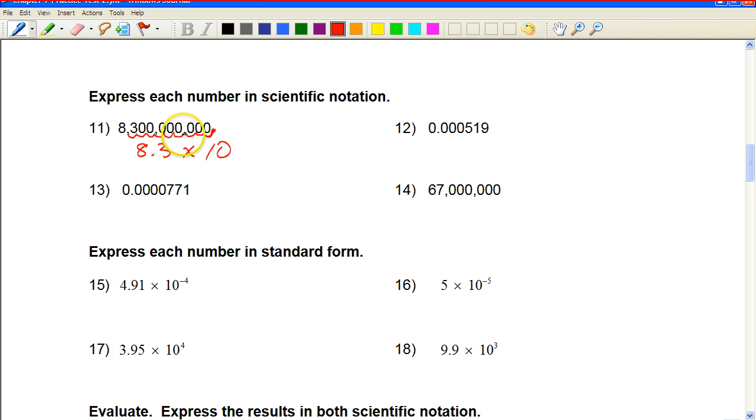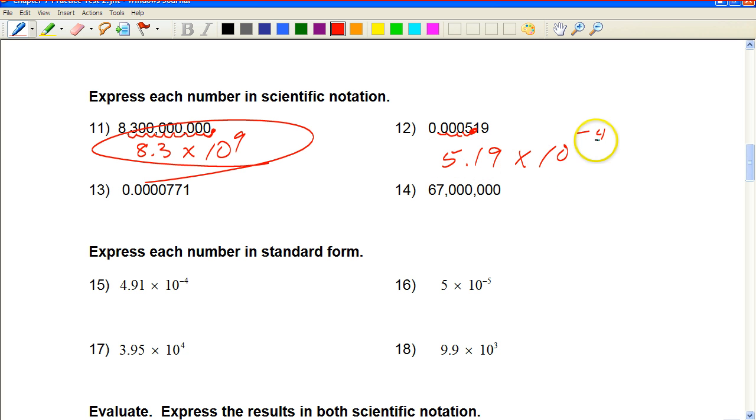So 1, 2, 3, 4, 5, 6, 7, 8, 9. Positive exponent. 1, 2, 3, 4, 5, 6. Oh, too many movements. 1, 2, 3, 4. So it's 5.19 times 10. We moved it 4 times.